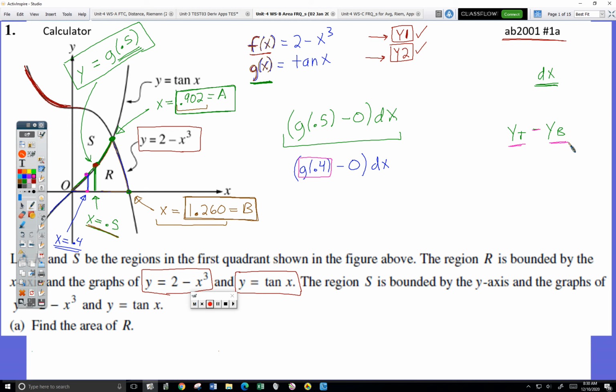So in general, I can find the rectangular area of this brown rectangle. I can find the area of the blue, the green, the pink.